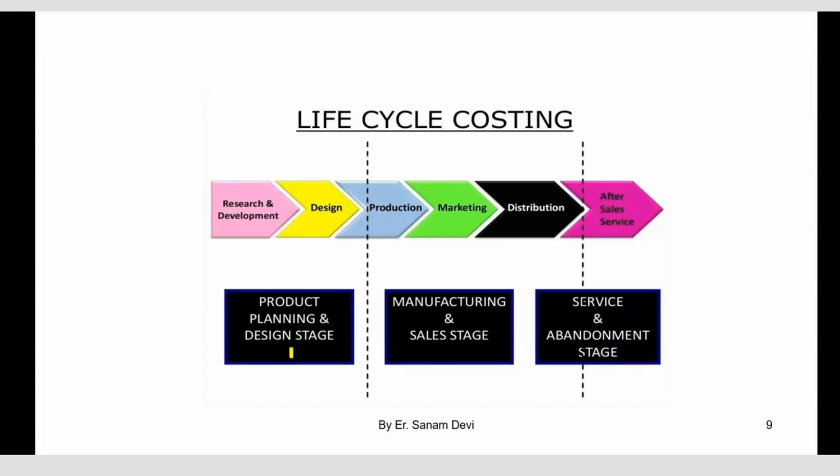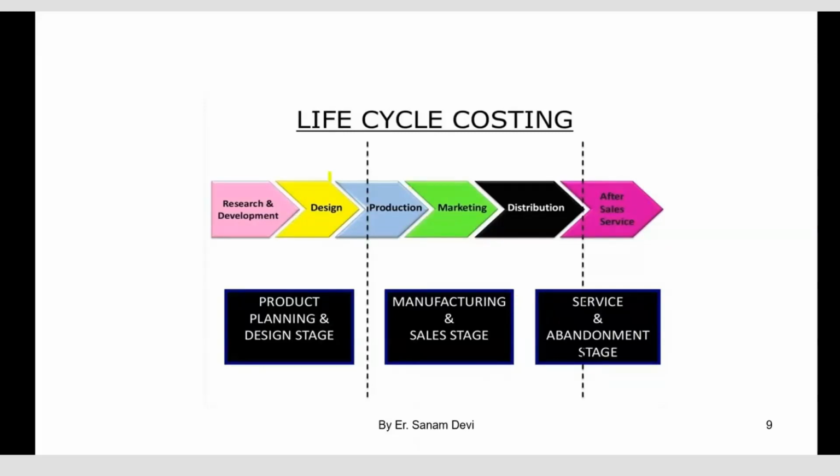Product planning and design stage means this comes under research and development and design of the project. If we want an e-bike, then we have to go for the research stage. After proper implementation, we can develop a dummy model. If the dummy model is good, then I will go for design.